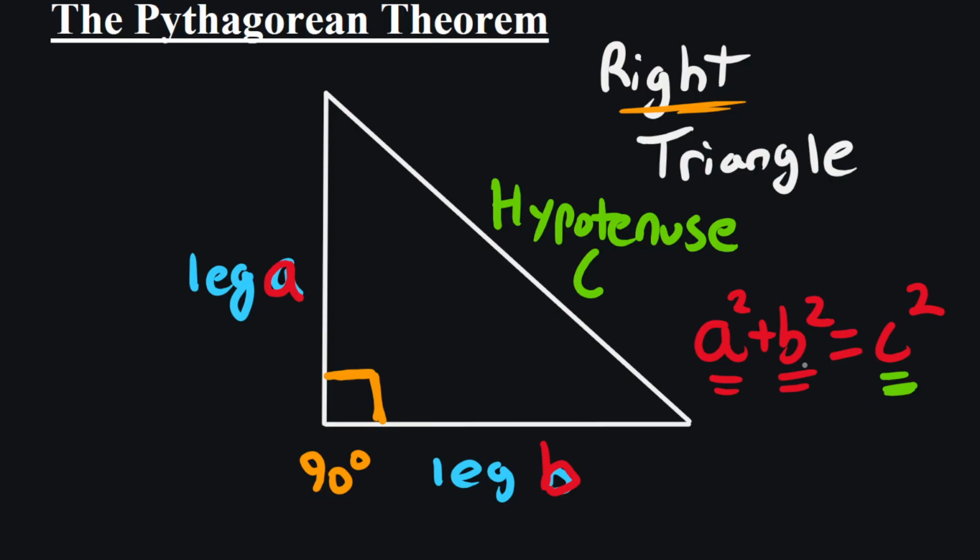Excellent. So a squared plus b squared equals c squared. That means if you take the length of one of the legs, you square it, and then you add it with the square of the other leg, you will get the square of the hypotenuse.